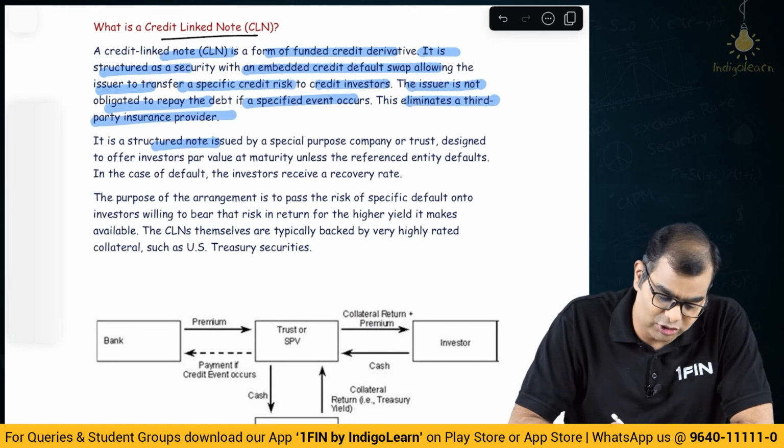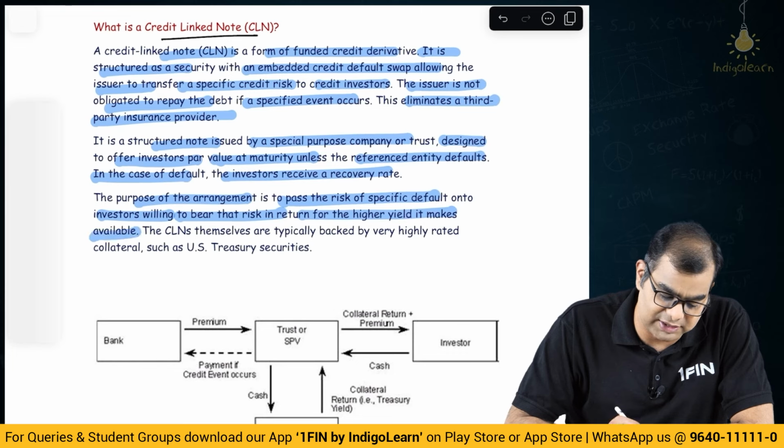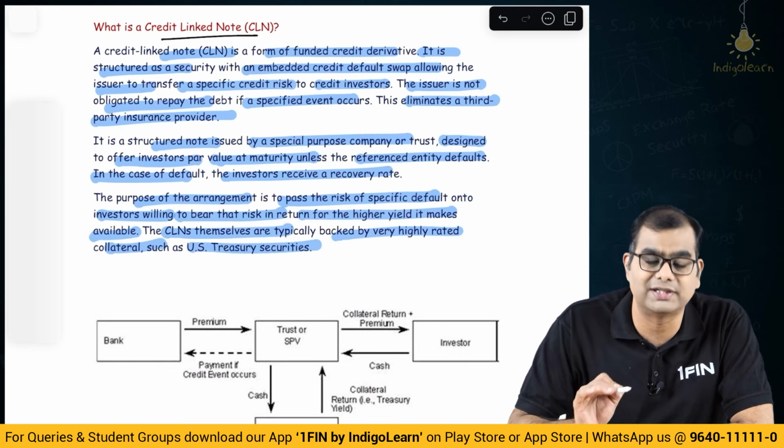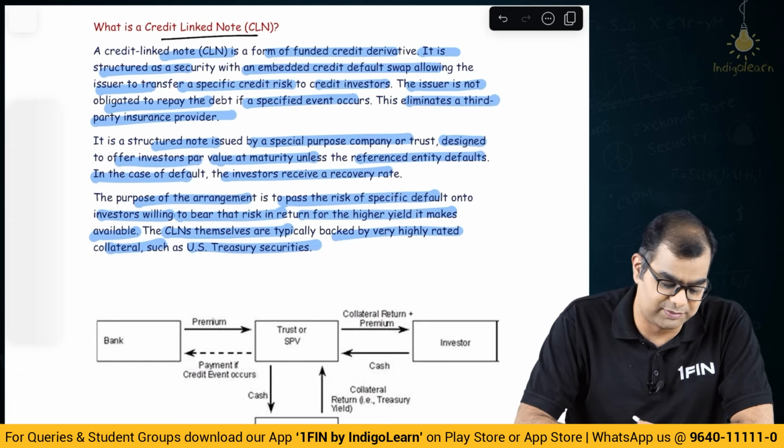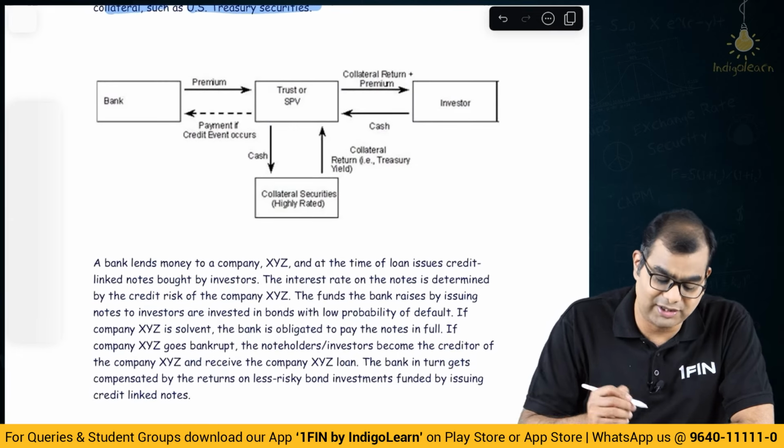It is a structured note issued by a special purpose company or trust designed to offer investors par value at maturity unless the reference entity defaults. In case of default, the investors receive a recovery rate. The purpose of this arrangement is to pass the risk of specific default on to investors willing to bear that risk, in return for the higher yield it makes available. The CLNs themselves are typically backed by highly rated collateral such as US Treasury securities. Okay. Now, to simplify this part, there is a good example also that they have given. You will understand it actually better with this example.